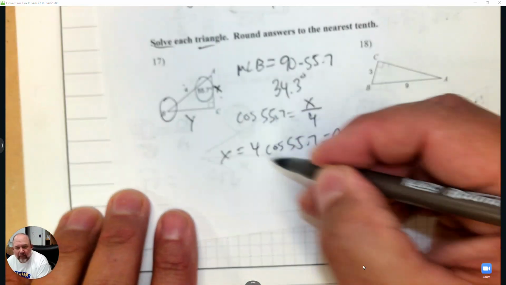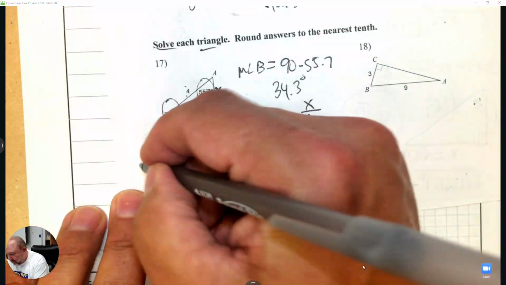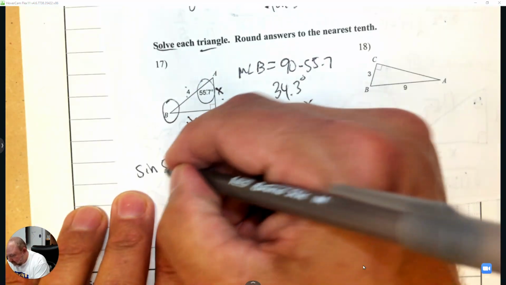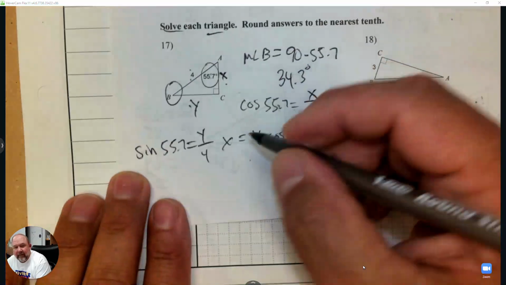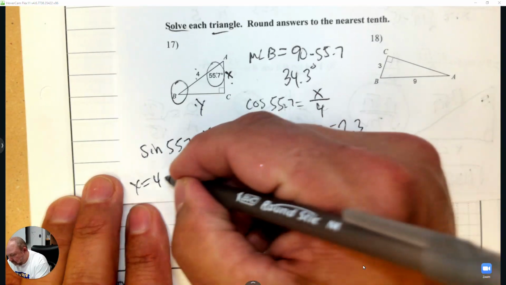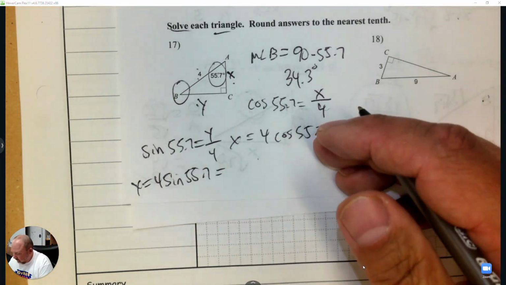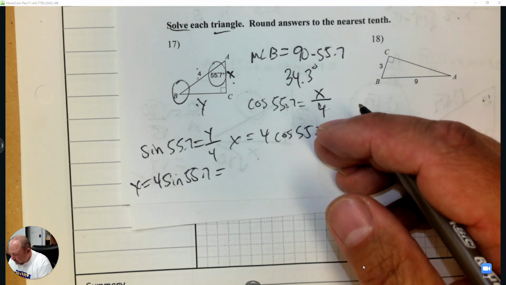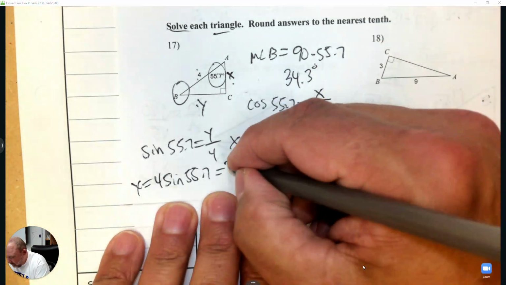Then for the last one, for y, this is opposite over hypotenuse. This one's going to be sine. So sine of 55.7 is equal to y over 4. Again, to get y by itself, you multiply. So y equals 4 times sine 55.7, and I get 3.3.